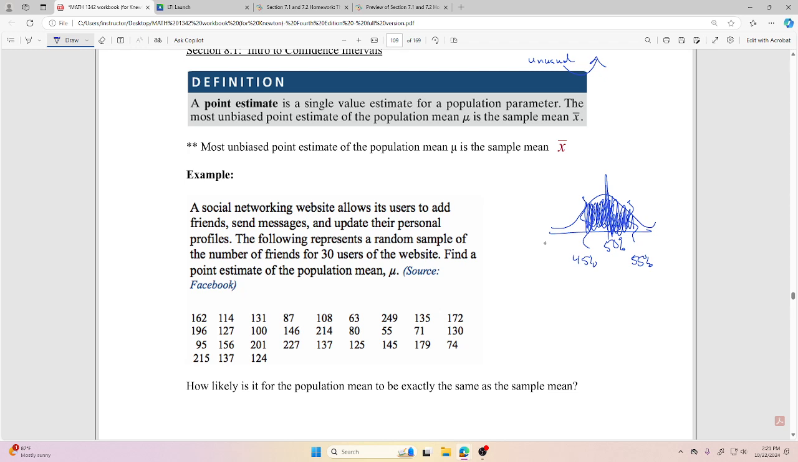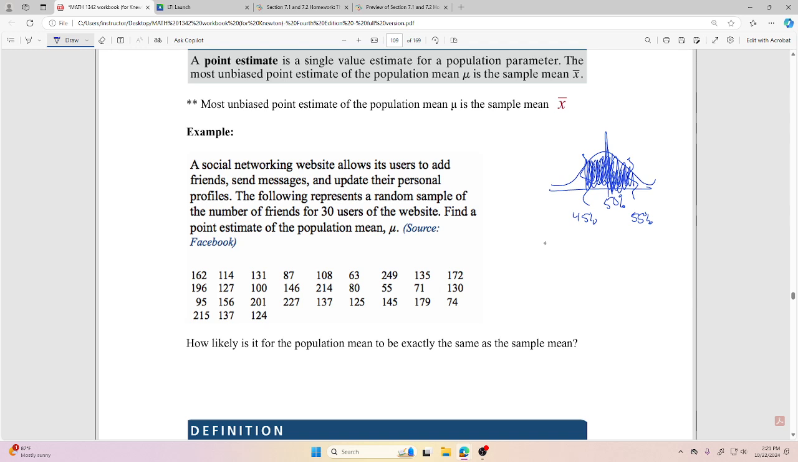It says social network site, 30 users, find the point estimate. Yeah, so they're just saying find the mean. Find the point estimate. They're saying find the mean. How do I find the mean of all these guys? Just take a guess. GeoGebra. Wow. So yeah, I'm not going to do that because they're just trying to make it funny. GeoGebra, find the mean. That's all they're wanting right there.